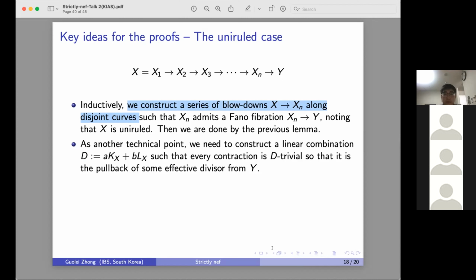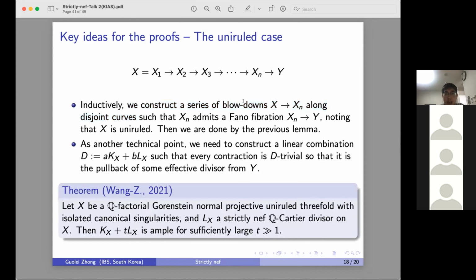Okay. So as a conclusion, we are able to show the uniruled case. In this case, if X is a Q-factorial Gorenstein normal projective uniruled threefold with isolated canonical singularities, then we can show K_X plus tL_X is ample for sufficiently large t.